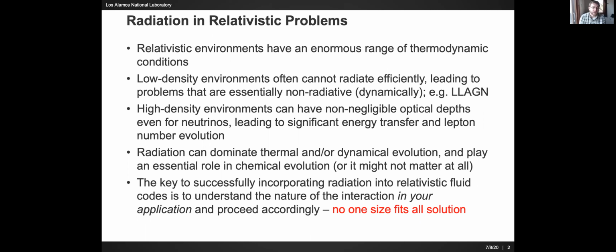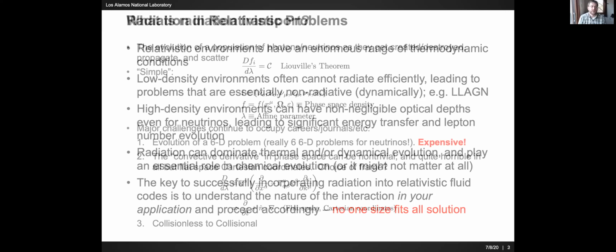The key to getting radiation into your codes is to understand the role that radiation plays in your problem, and then to pick the methods that most affordably can serve up that fidelity. Making the wrong choice here can be really quite painful. So think carefully before you move forward.